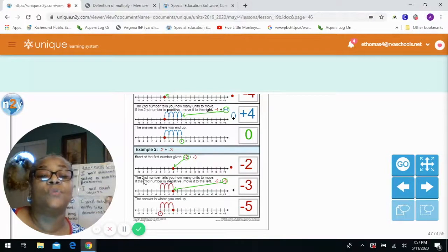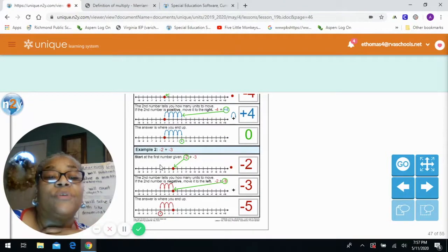All righty. So the second number tells you how many units to move. If the second number is negative, move it to the left. And what do we end up with? We end up with -3. So now we're going to add. The answer is where you end up. All righty.